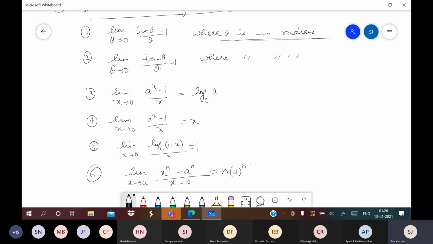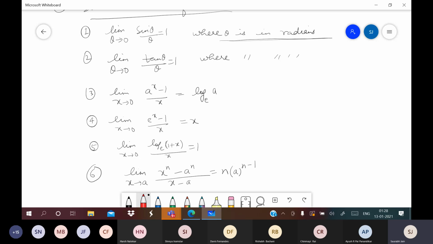So 3 things to be remembered: sine of the angle divided by the same angle. This angle should be in radians and should be tending towards 0. That is obvious from the limit. In such a situation, the answer of this particular expression or formula will be 1. This you have to understand.